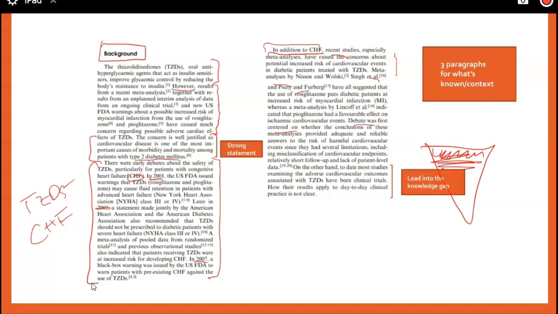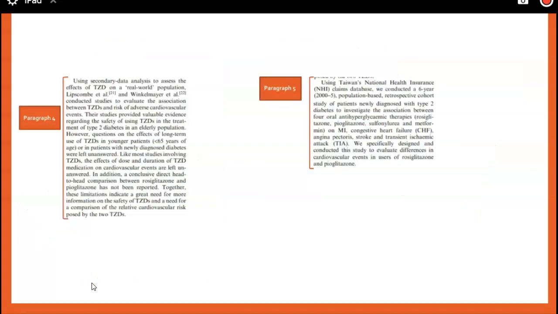And then there's a really beautiful statement at the end of this paragraph that is sort of a lead into the knowledge gap. Here are some limitations that are being pointed out. And then here, on the other hand, to date, most studies examining the adverse cardiovascular outcomes associated with TZDs have been clinical trials. How their results apply to day-to-day clinical practice is not clear. So right here we have a knowledge gap, or a gap that needs to be further explored, that the authors are pointing out. It's a great transition to this next paragraph that really should tell the reader now, okay, you told me what is known, the context, so tell me now what we don't know, what we need to worry about. So let's go to that.